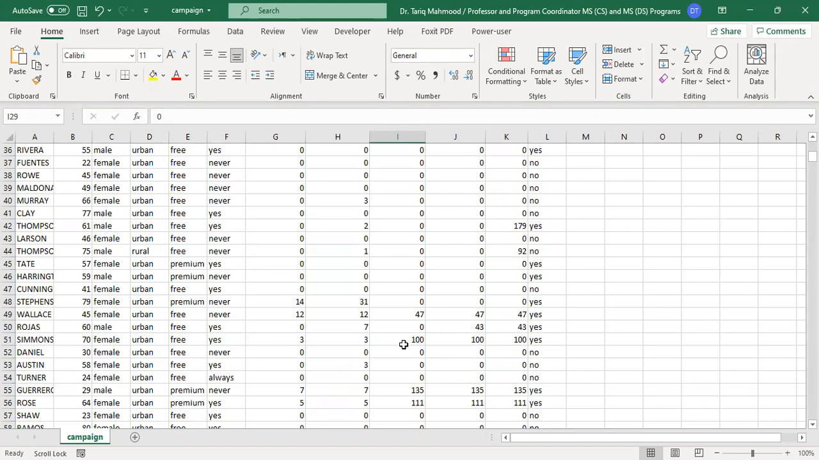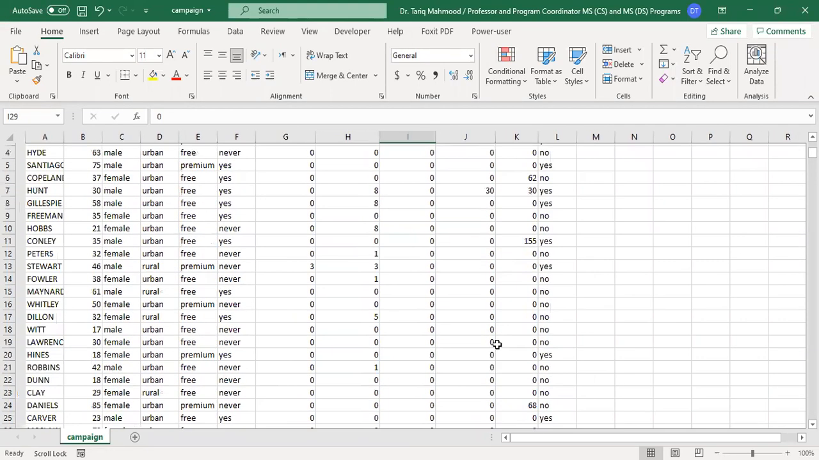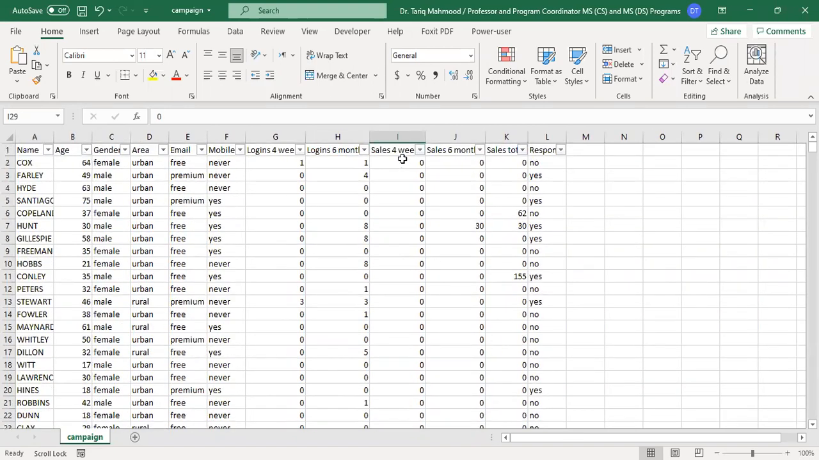So we need to replace 100. So you can understand that sales in the last 4 weeks are coming within the sales in the last 6 months. Last 4 weeks are included in the last 6 months.